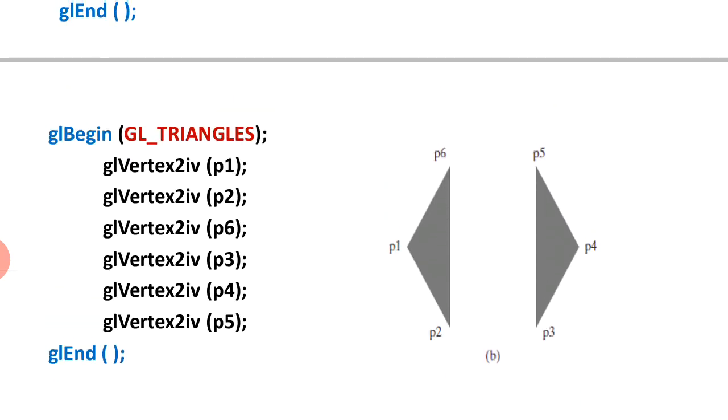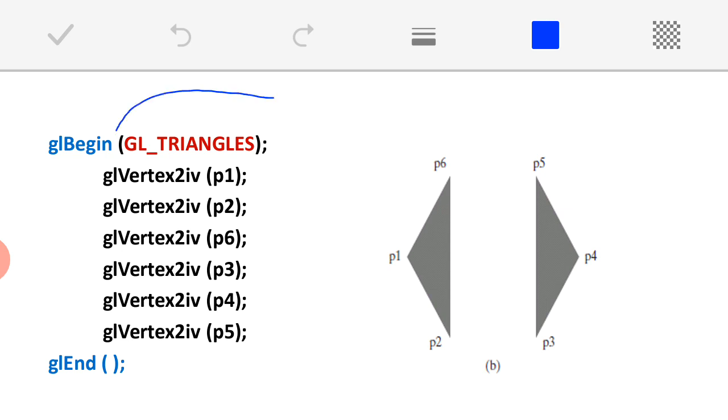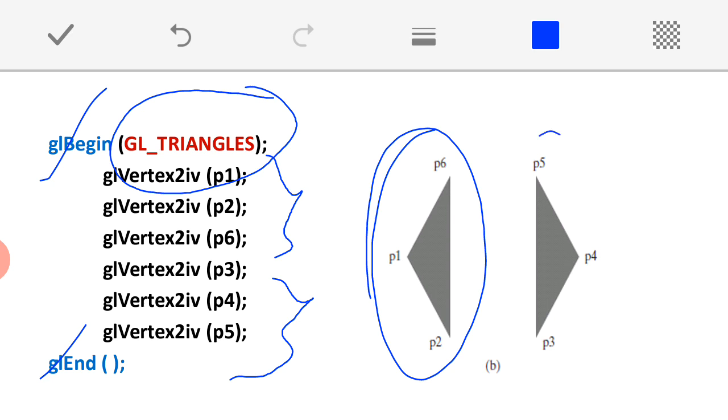There is another one available, to draw the triangle directly. Anyway, a triangle is also a polygon that we can consider. GL underscore triangles. This is triangles, with an S, just remember. Once again between GL begin and GL end, and to draw the triangle, how many vertices do we need? 3 vertices are sufficient. Here I am going to use 6 vertices, so how many triangles will we get? 2 triangles, independent triangles.